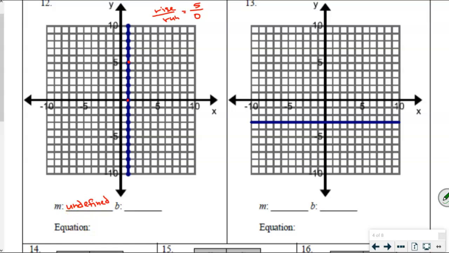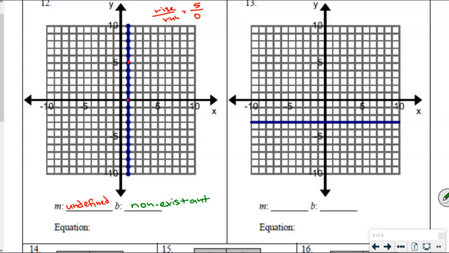Let's keep going though. What's the y-intercept? It crosses at 0? It doesn't. It's never going to, right? So what is the y-intercept? None. It doesn't exist. So how in the world am I going to write an equation that is supposed to have an undefined slope and a non-existent y-intercept? Are we going to be successful with this?